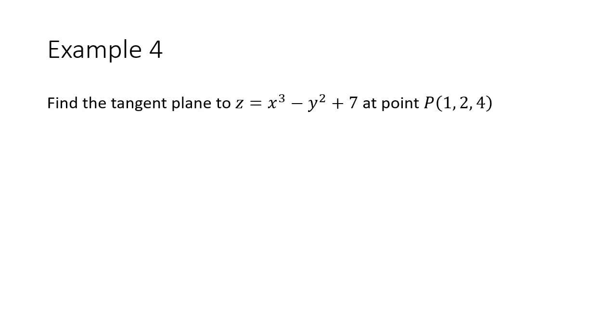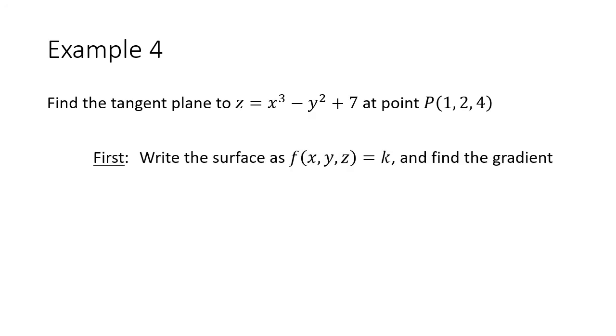The really nice part is that I can actually use this fact to find tangent planes even easier than usual. So let's say I want to find the tangent plane to this surface z equals x cubed minus y squared plus 7 at a particular point. My first step is to write this as a level surface, meaning I just move the z to the other side with the x and the y. Then I'm going to be able to find the gradient and use that as my normal because I know it's going to be orthogonal. So if I subtract that z from both sides, I get x cubed minus y squared minus z plus 7 equals 0.